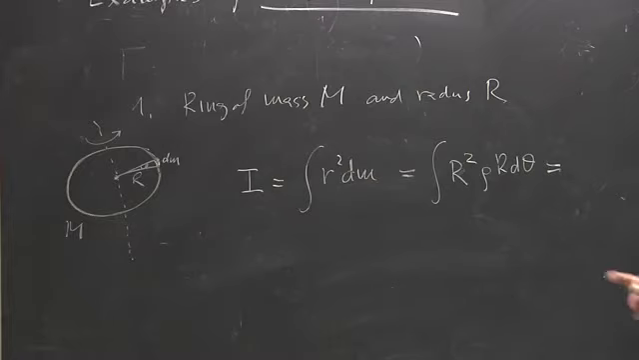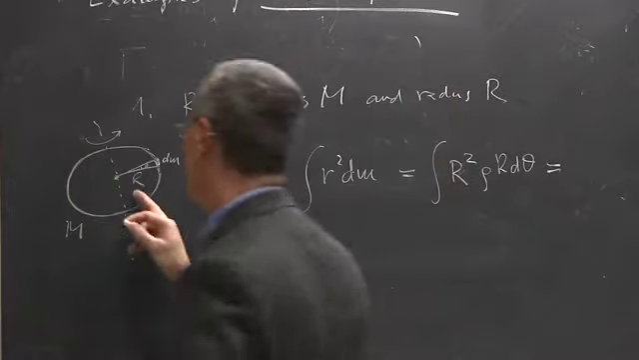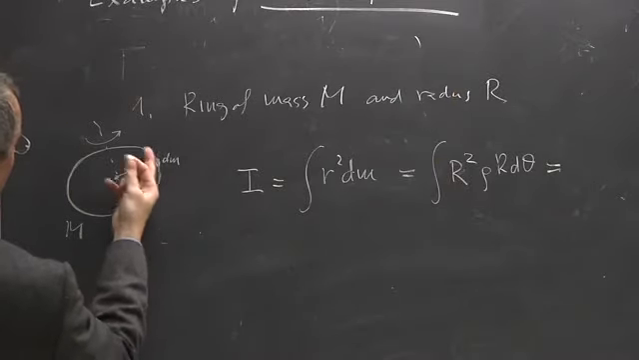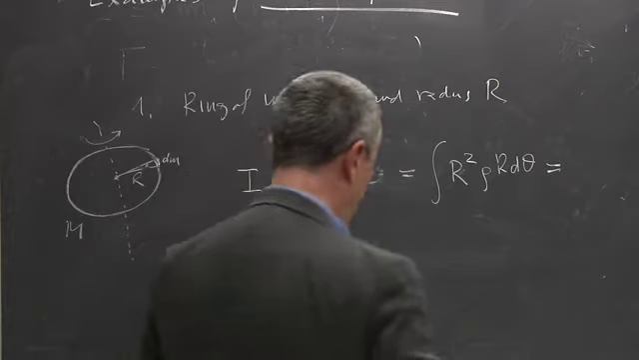And now I have to integrate over the volume of these things, but the volume of these things is sort of trivial. Theta must go from, I don't know, 0 to pi.